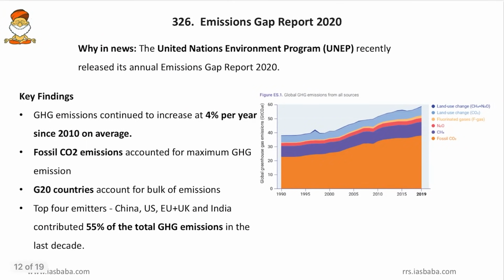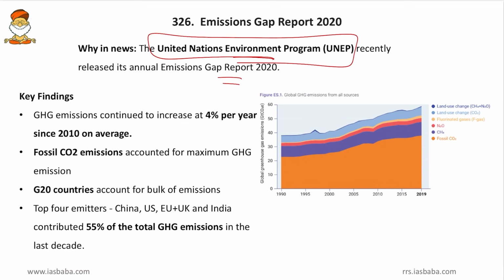Then come to next, the Emissions Gap Report of 2020. So why was it in news, friends? Because the United Nations Environment Programme recently released its annual Emissions Gap Report 2020. So this is released by the UNEP itself. That is why it becomes more important.